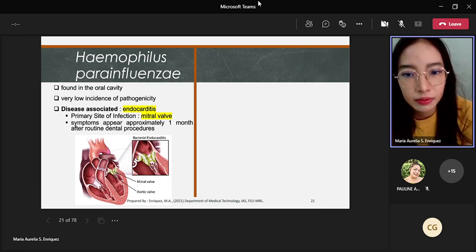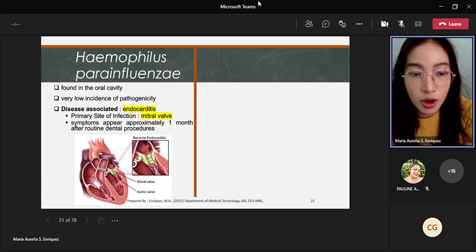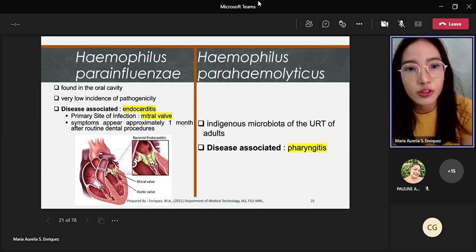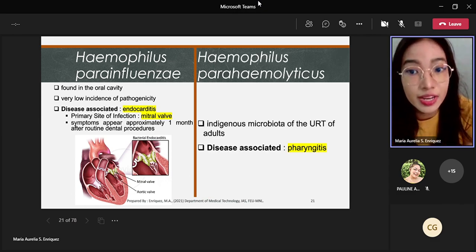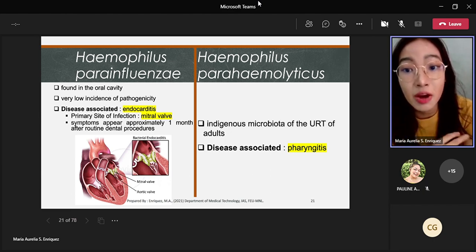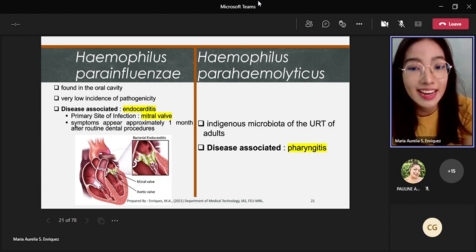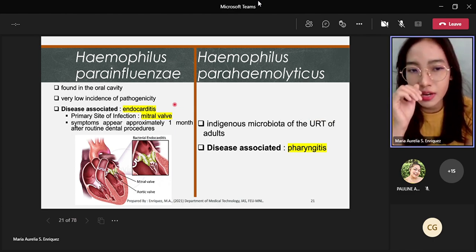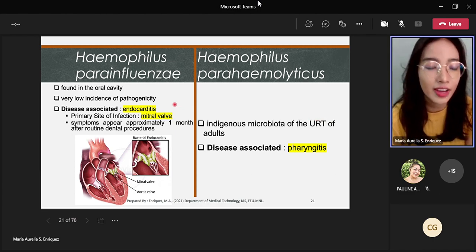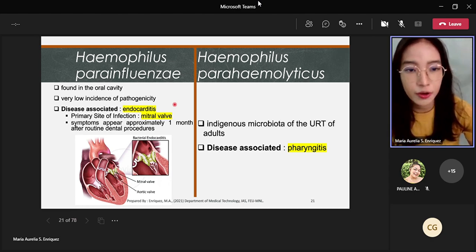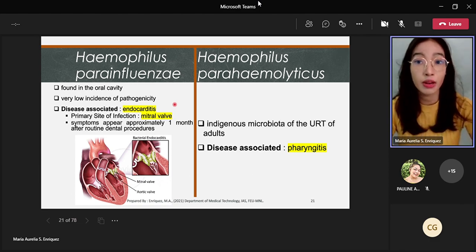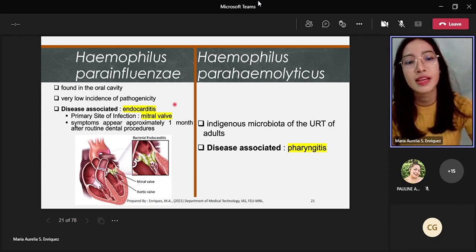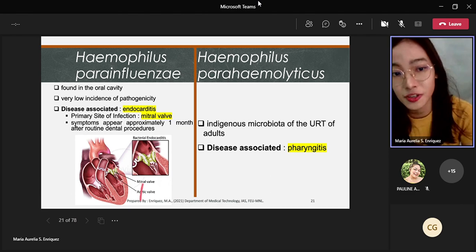So yun po yung nagiging way kung paano sila nanggagaling sa oral cavity at napupunta sa heart ng pasyente. Next is Haemophilus parahaemolyticus. So all we have to know here is that this can commonly be found in the upper respiratory tract of humans, and it may sometimes cause pharyngitis. So itong dalawang to, hindi po siya ganun ka-clinically significant. Kaya it's only known as miscellaneous species. Kasi nga po, part sila ng normal flora, and it's not always that they would cause an infection.